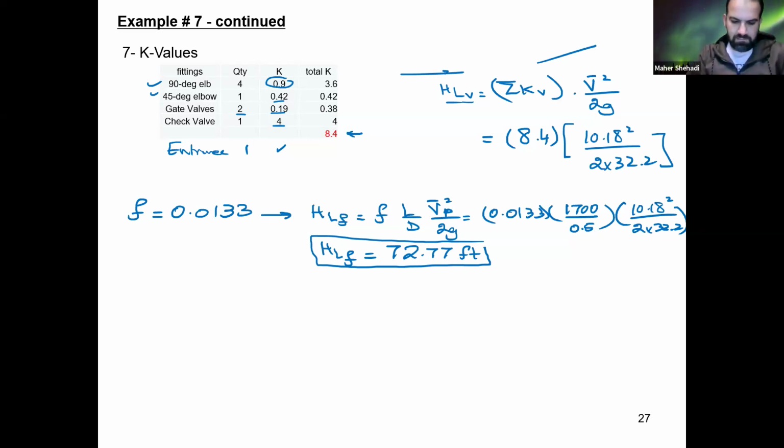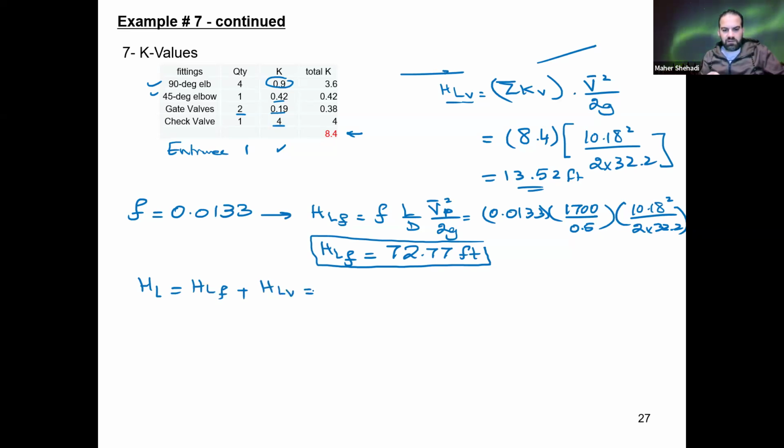That gives 13.5 feet. Therefore, the total head loss will be 86.29 feet. All right.